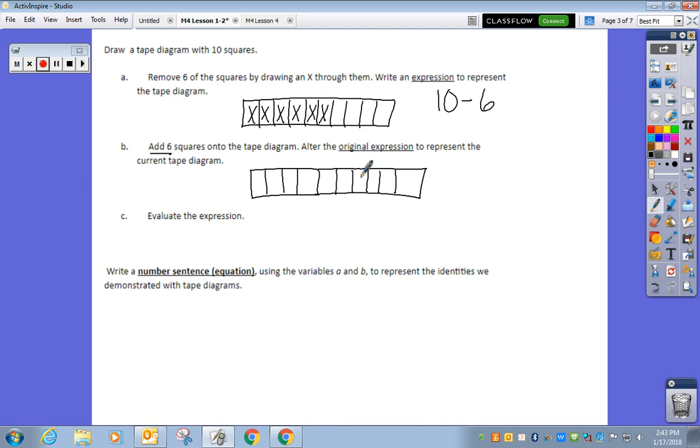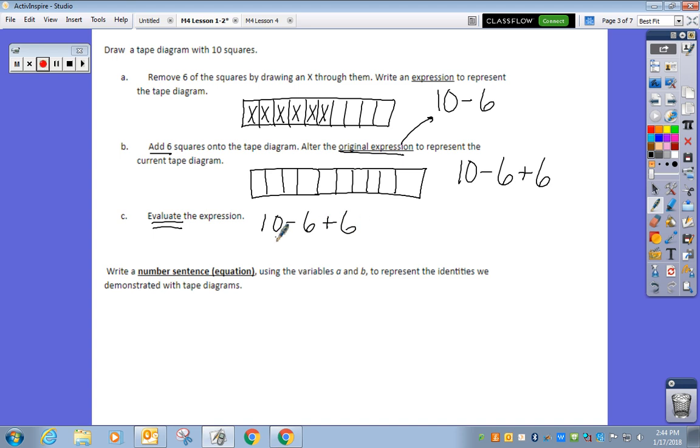Now it wants me to alter the original expression, 10 minus 6, to represent the current tape diagram. After I started with 10 and took away 6, I added 6 more. So 10 minus 6 plus 6 is the expression. Next, they want me to evaluate the expression. Evaluate just means perform the operations, so do what it says in the problem. The problem was 10 minus 6 plus 6.